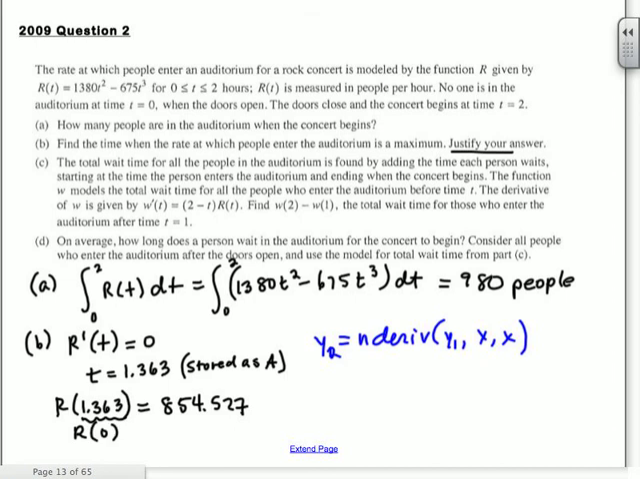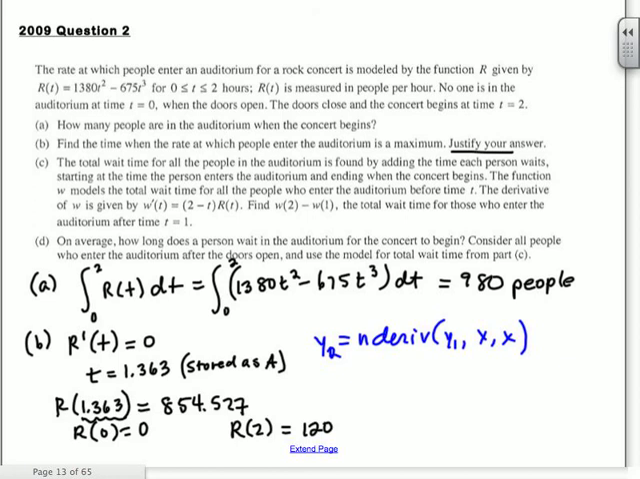And then I'm also going to try the endpoints. So I'm going to try r of 0 and r of 2. R of 0 is 0. R of 2 is 120. Okay, so now it's clear that that's a maximum. From those endpoints, you went up, right? So it's a maximum.